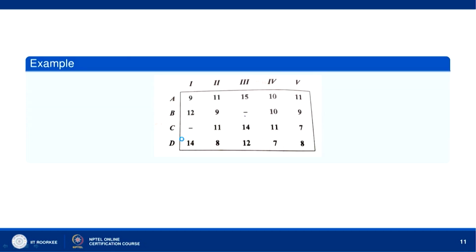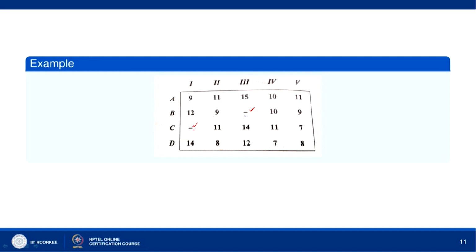For example, let us consider this problem. Here we have an unbalanced problem. You can see 4 rows are there and 5 columns are there, and due to some restrictions C and this third one, these two cells, this cell and this cell, are not assigned any cost. So, we will be giving infinite cost to them.